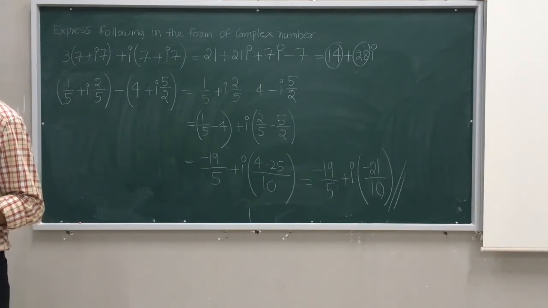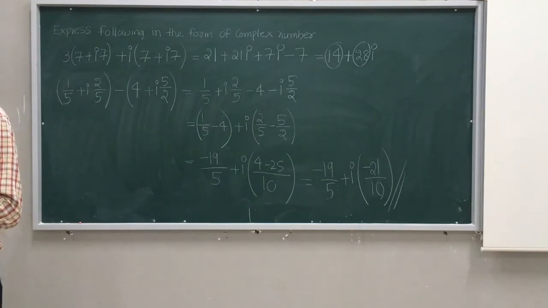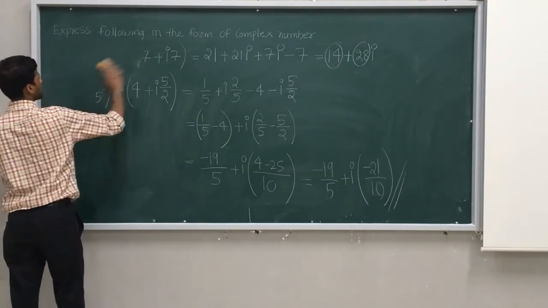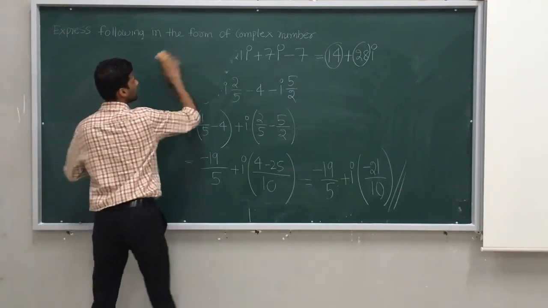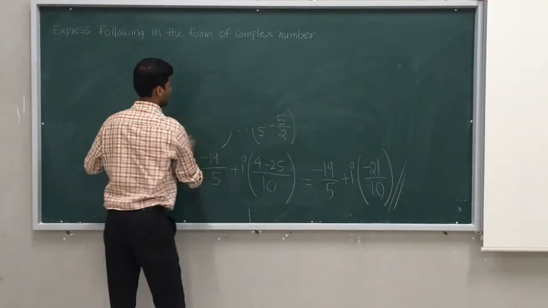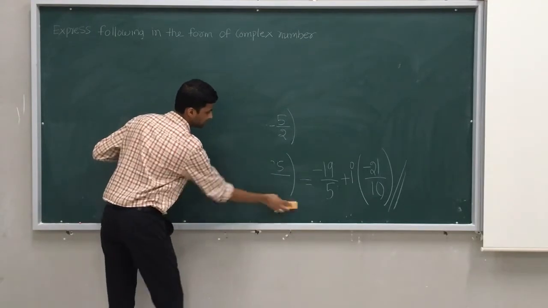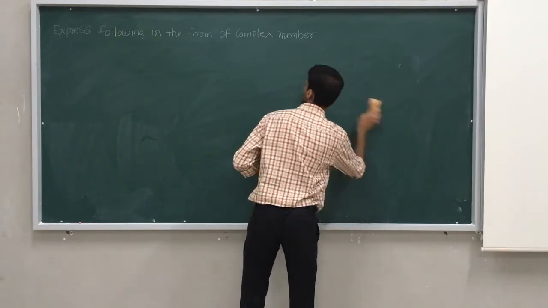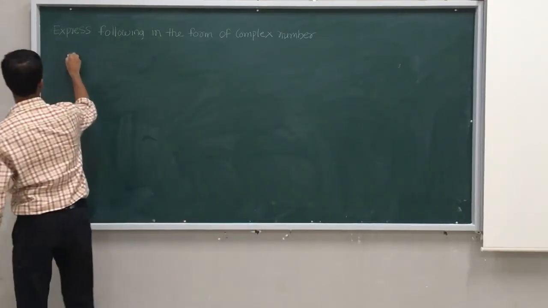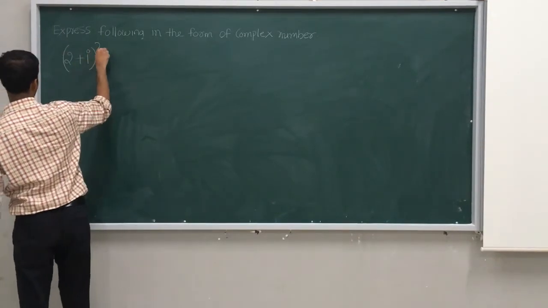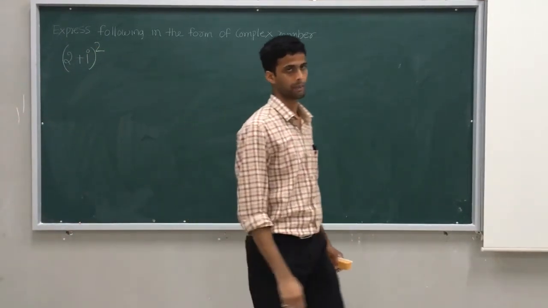Now we will discuss again a few interesting questions based on the complex number. That is, express the following in the form of complex number. We have given a few questions, so let me discuss one by one. We all know many results. See, they expect the question to be expressed in the form of a complex number: 2 plus i the whole square. They want me to express this.